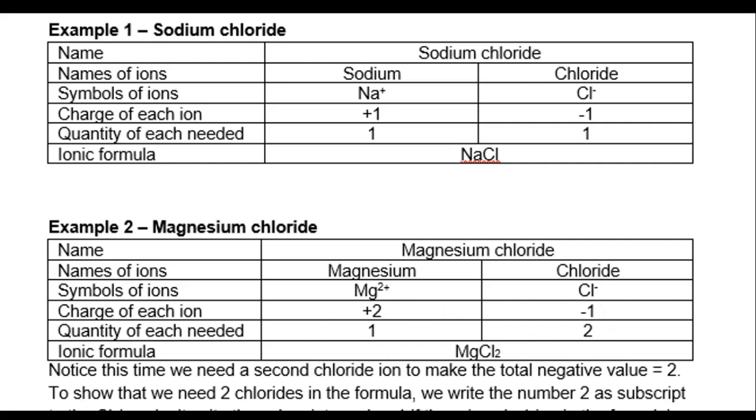Now to show that we need 2 chlorides in the formula, we write the number 2 as subscript. Now you've heard of superscript, that's the above in small. Subscript is then below in small. But we don't write the subscript number 1 if there is only one ion in the formula. So for example with Mg and NaCl, there's only one of those ions, but we don't have to write 1. We only write it if there's more than one.